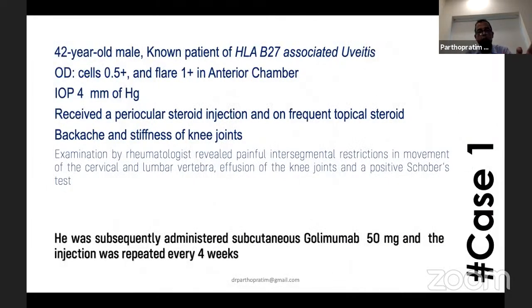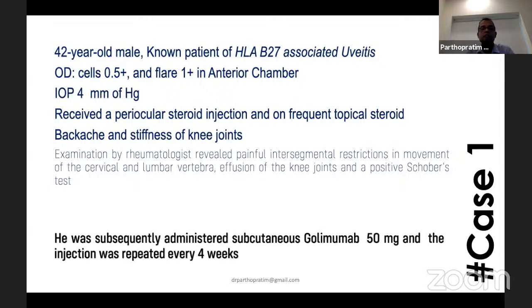So I'll just highlight two cases before I finish. This is a 42-year-old male presented with HLA-B27 associated uveitis. The patient had a very low IOP, 4 millimeters of mercury. The patient was treated with periocular steroid, a triamcinolone injection was given, and he was on 1 hourly topical steroid. The patient also complained of backache and stiffness of the knee joint.